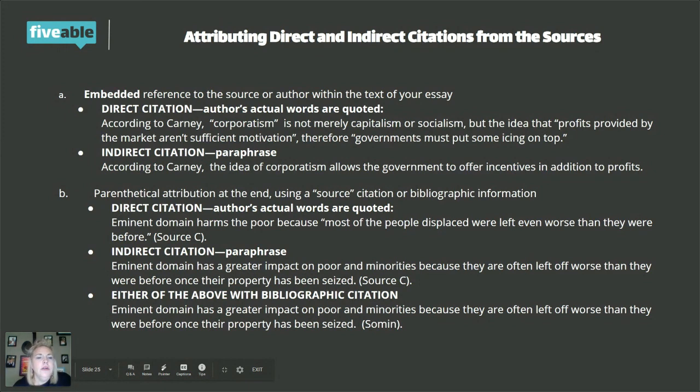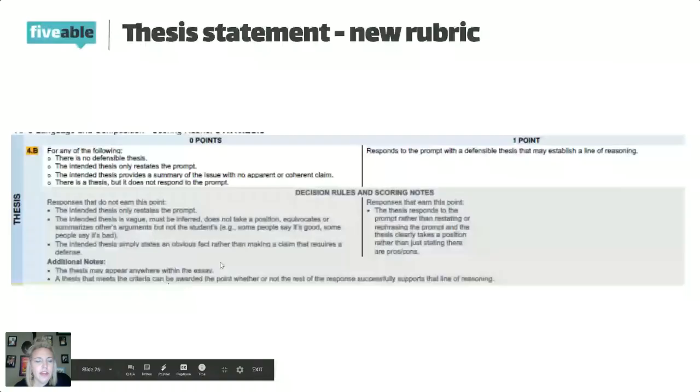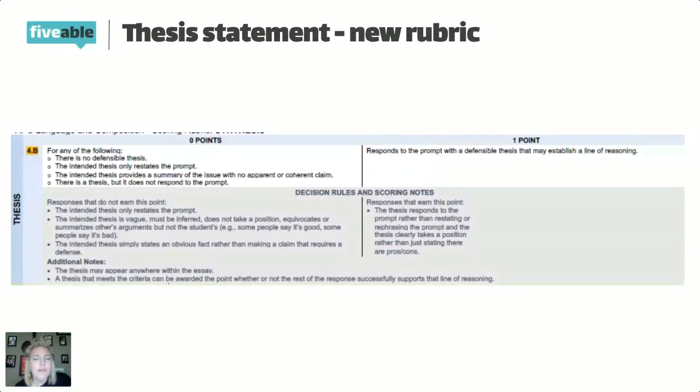Now, let's talk really quickly, so we're going to run out of time here soon, about this idea of thesis. On the new rubric, the very first line is thesis. You either get a point because you have a defensible thesis. And please notice that on the right side, it says may establish a line of reasoning. So I talked about that in the beginning. You can have that closed thesis or you can have an open thesis. Either one of those, as long as they're defensible, are going to get you that point. But you may not get a point if there's no defensible thesis.